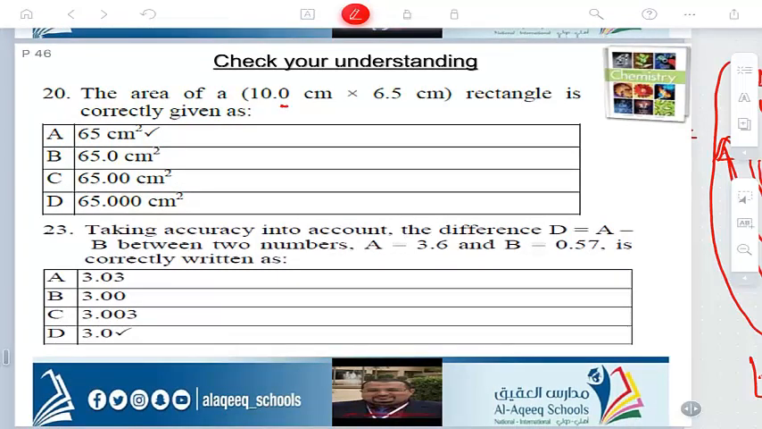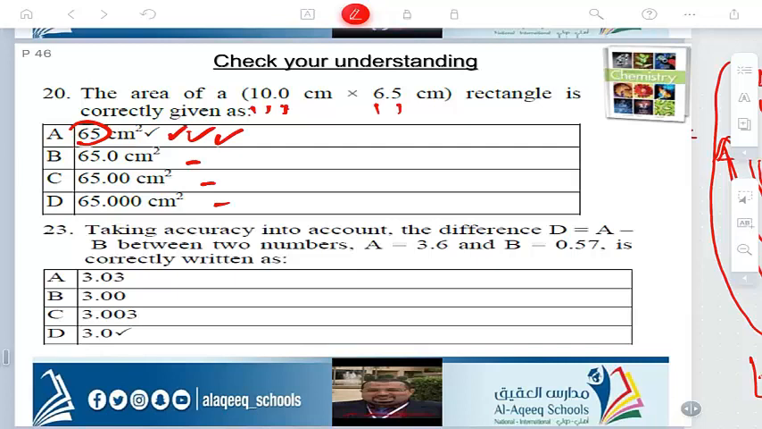Sorry, this is multiplication. So significant figures. How many significant figures here? 1, 2, 3, and here 2. So the answer must be 2. Which one of these? This is 2. Not this. This is 3. This is 4. This is 5. So the correct answer is this.